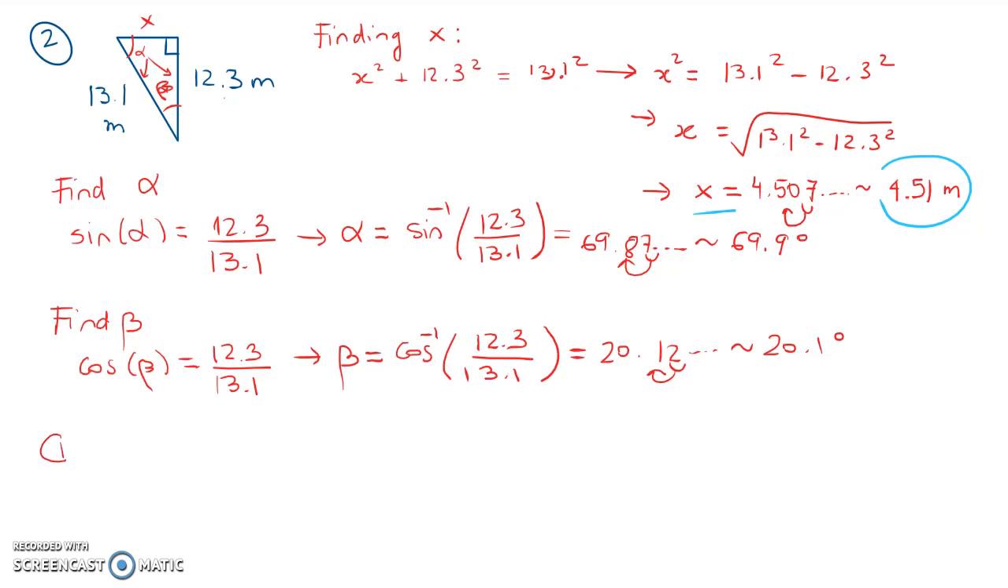If we wish to check that our results are correct, first of all, on an intuitive level, we can see that alpha is the larger angle, 69.9, and is in front of 12.3, which is the larger side. And beta, which is 20.1, is in front of a side that is only 4.51. So that makes sense. But if we want to check, we can check that 69.9 degrees plus 20.1 degrees is actually 90.0 degrees, as we wish, since the triangle is a right angle triangle.